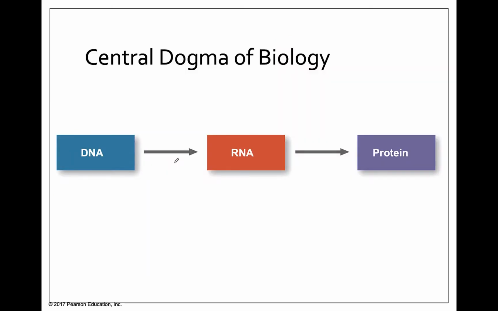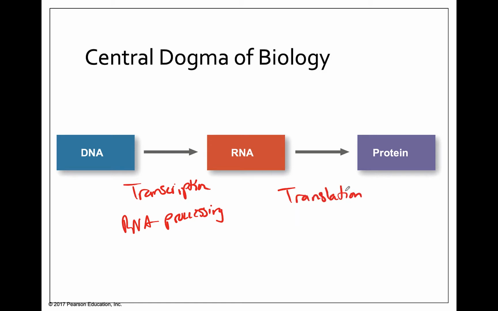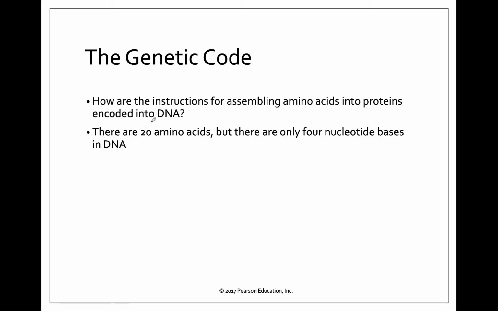So this is what's called the central dogma of biology: DNA to RNA to protein. So you should be dreaming about this in your sleep. You should have this down pat. DNA to RNA to protein. DNA to RNA is going to involve transcription to make pre-mRNA, and then RNA processing in eukaryotes to take that pre-mRNA and turn it into messenger RNA. And then RNA to protein is a process called translation, which is going to happen in the cytoplasm at the ribosomes.